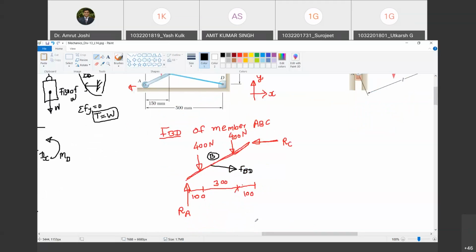Force in the cable on the beam. Are you with me? To be precise, I will use the notation tension in cable BD because we know it is tensile. Happy? Are you with me? And how much is the distance of point B from A? Horizontal distance is 150.